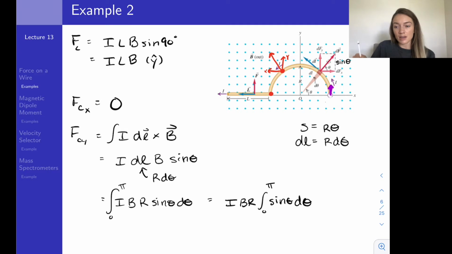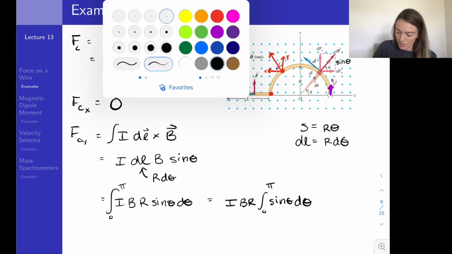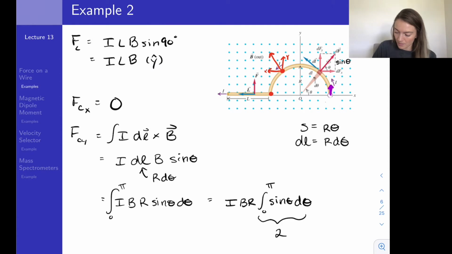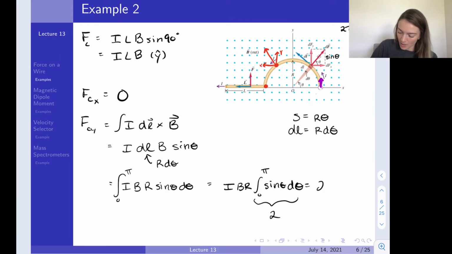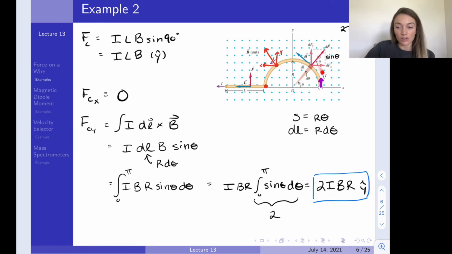Sine theta d theta from 0 to pi integrates to 2. So this just becomes 2. So I'm left with 2IBR in the y direction as my total force now on this semicircle piece of wire.